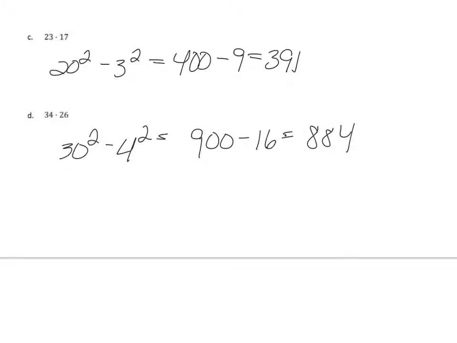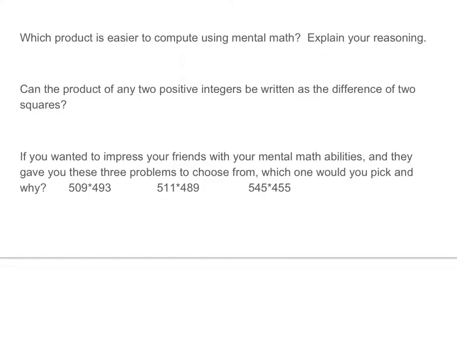Okay, why don't you try these? I'm going to push pause, just check your answers. And here you go. Push pause again and see if you got it right. Okay, just talk about it. Which product is easier to compute using mental math? Explain your reasoning. I would say the difference of squares rather than multi-digit multiplication.